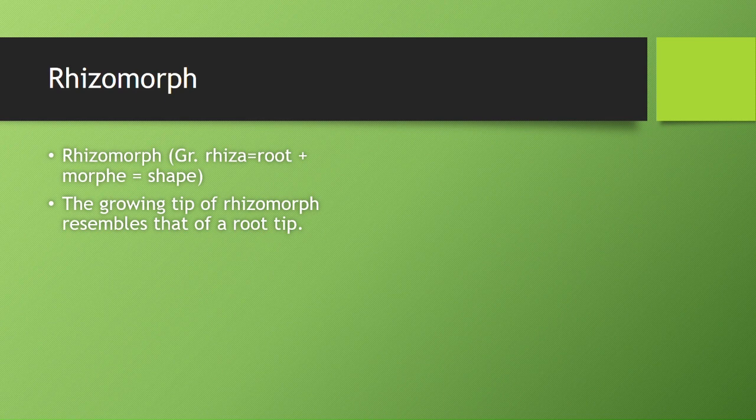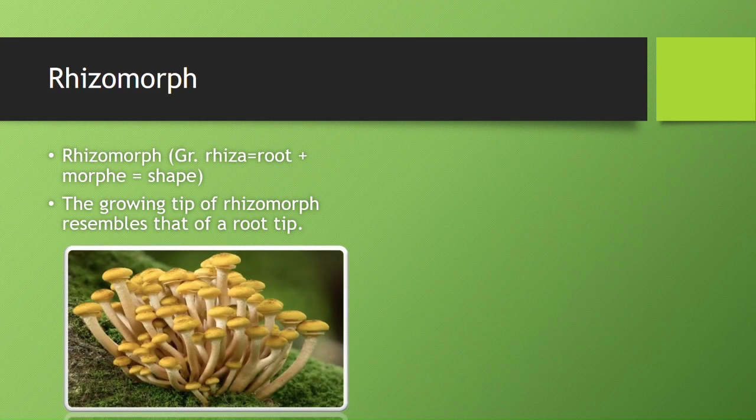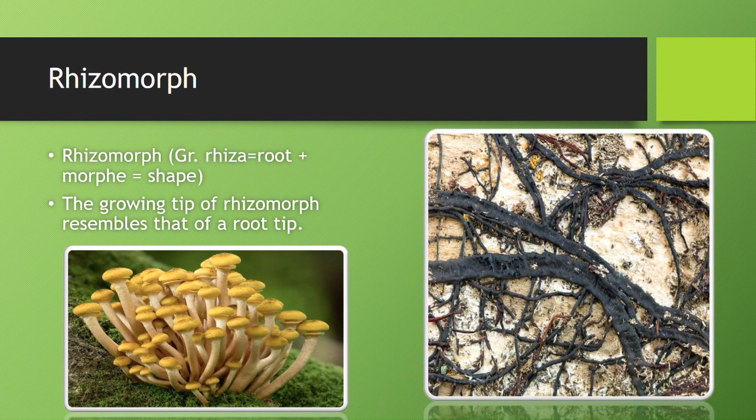The most studied rhizomorph structure is that of the honey mushroom, Armillaria mellea, and this is the image of the roots, or the rhizomorph, of Armillaria mellea or honey fungus. What do these rhizomorphs do? They pull out nutrients from different areas, and the fungus uses them.